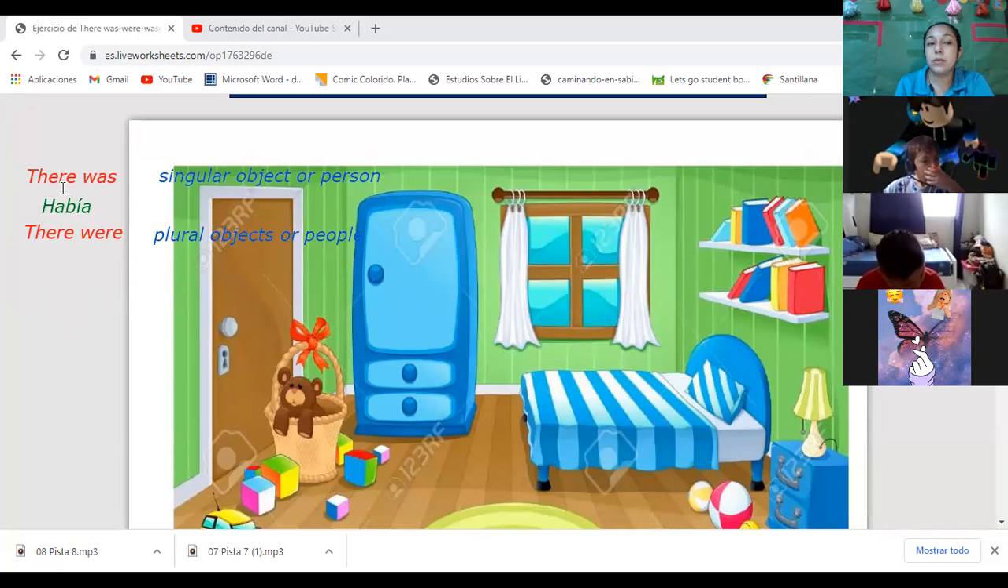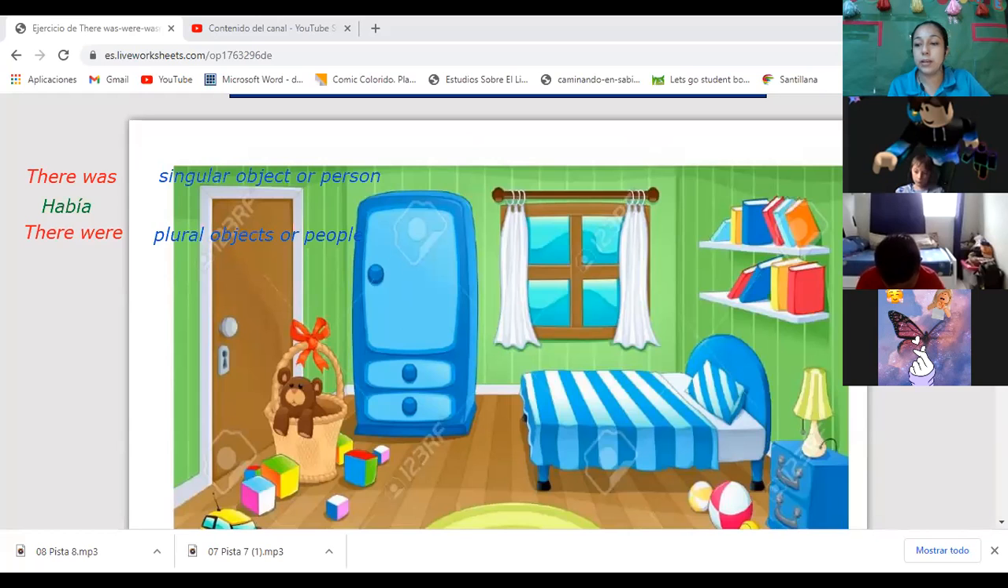But what is the difference? You use there was with singular objects or a person. And you use there were with plural objects or people, but in past. Usted habla de ellos, pero en pasado, no en presente. Okay, so now we practice this part.